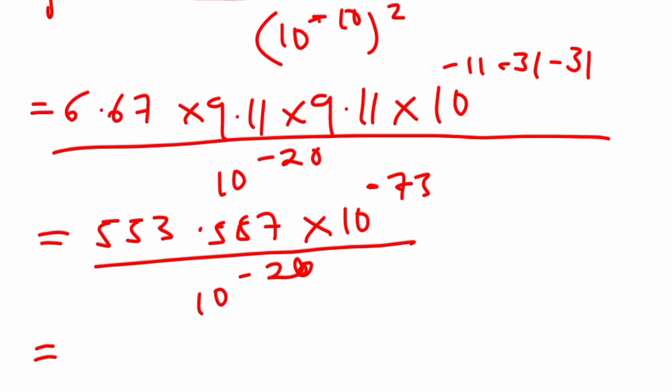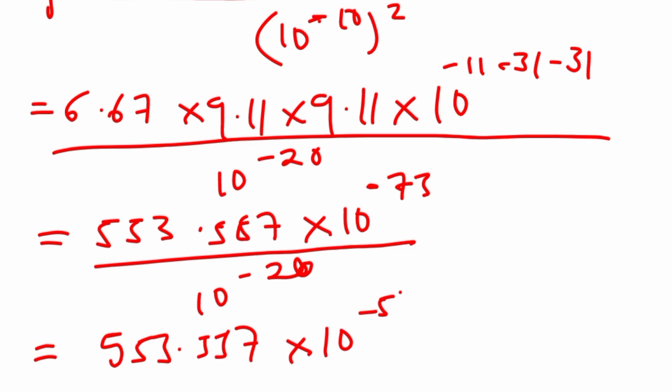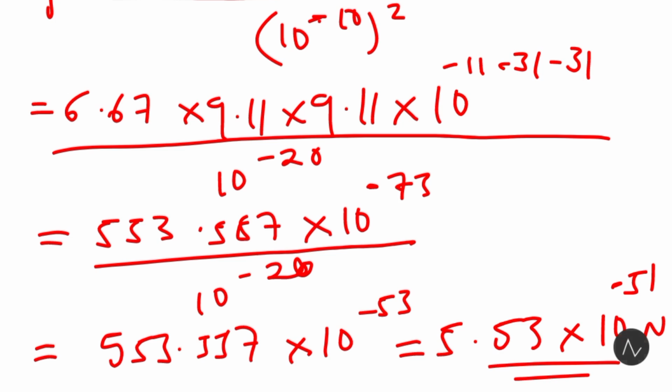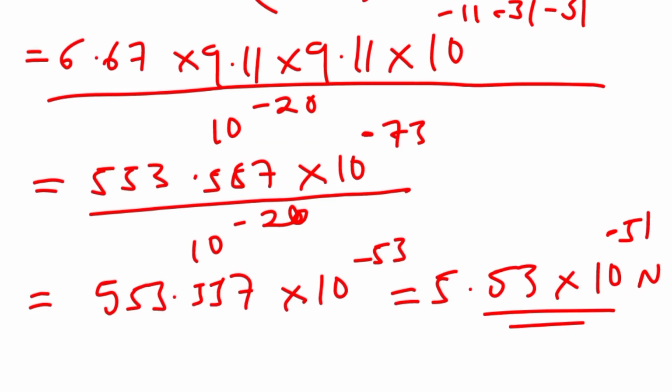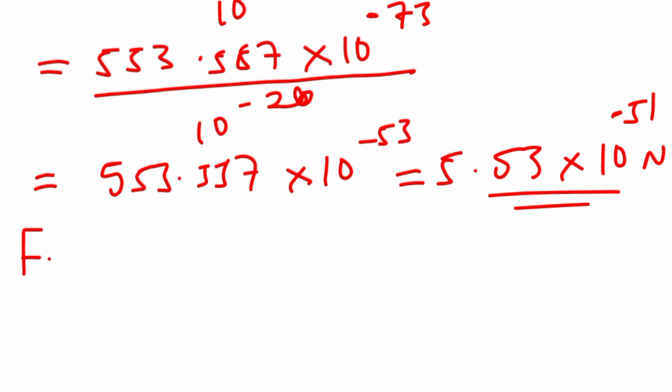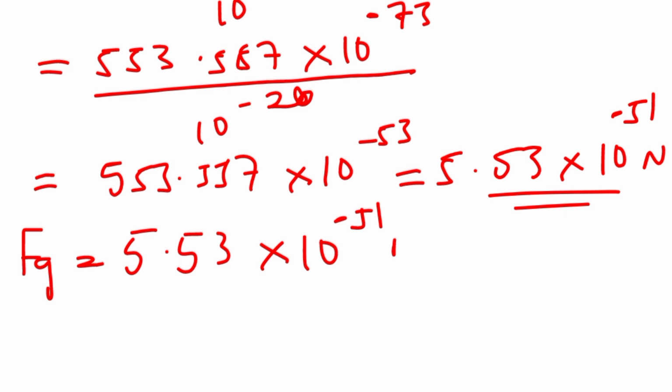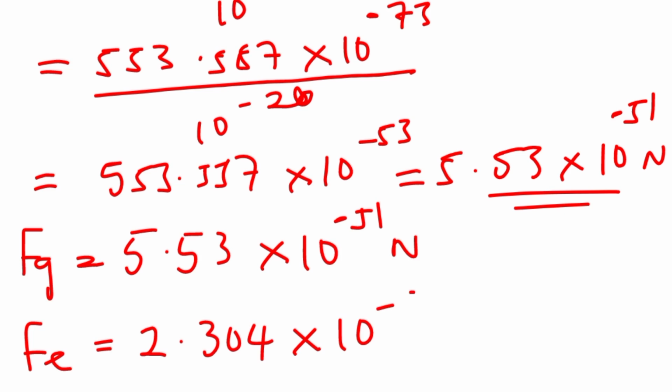If we simplify this, we end up having 553.557 times 10 to the power of negative 53, which equals 5.53 times 10 to the power of negative 51 newton. So in that case, we can say that Fg equals 5.53 times 10 to the power of negative 51 newton, while Fe equals 2.304 times 10 to the power of negative 8 newton.